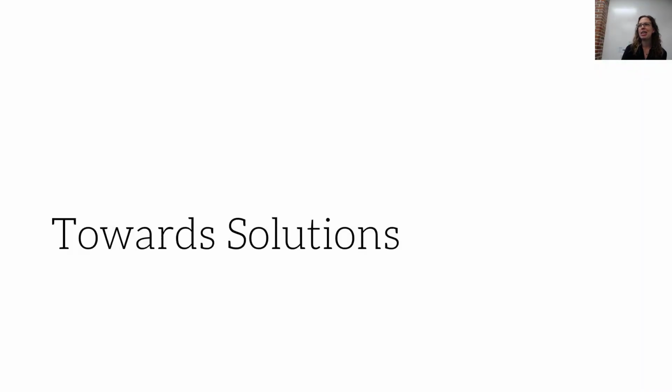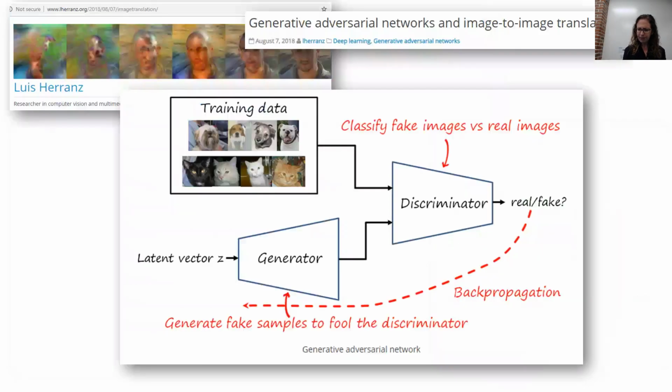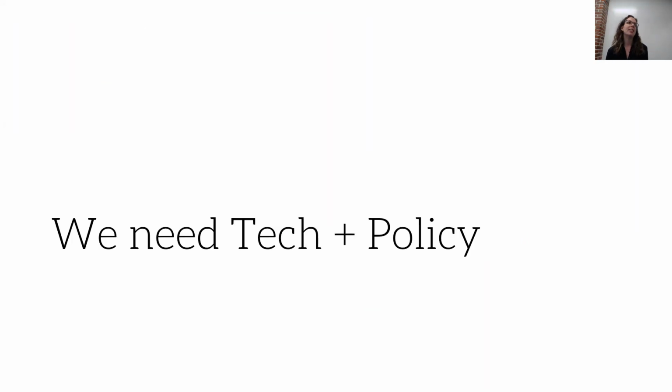So towards solutions, as I mentioned earlier, these are really tough problems. There was a workshop at ICML on detecting audiovisual fakes. A few years ago, there was a fake news challenge of identifying fake news. And I think that's valuable research. However, if you have a generator, something generating fake news, and a discriminator that can identify it, you can always use your discriminator to try to make your fakes even more compelling. So this is always going to be an arms race. And so for that reason, I think we need tech and policy to address this.